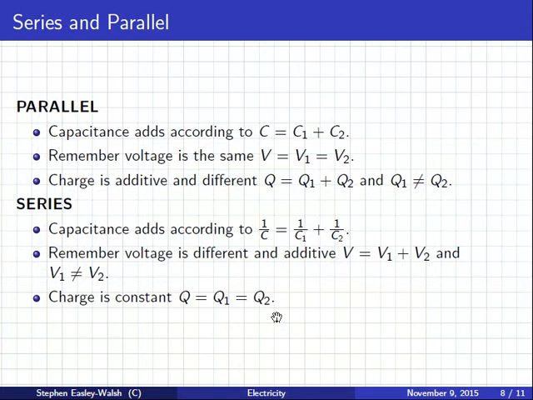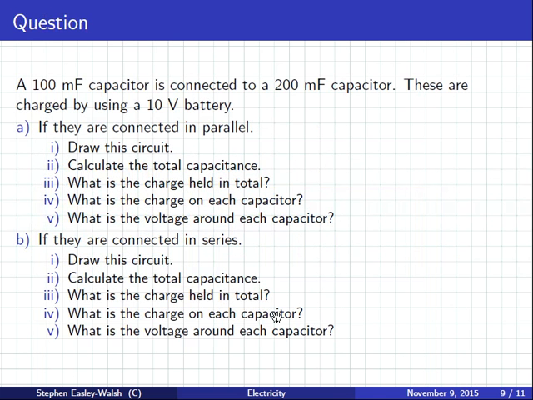So we have now the result that Q equals Q1 equals Q2. And that's it for series as well. So let's have a look at an example where we combine capacitors. We just have the one example. A 100 millifarad capacitor is connected to a 200 millifarad capacitor, and these are charged using a 10 volt battery. The first one is they're connected in parallel. So I want you to draw this circuit. You understand? Okay. Draw.